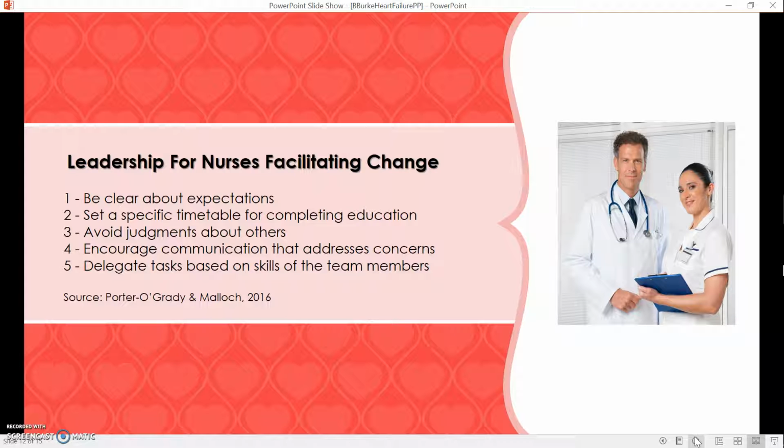Nurses who are facilitating change are called upon to be leaders. Some of the things that nurses must do in order to lead successfully are to be clear about expectations, set a specific timetable for completing education, avoid judgments about others engaged in the change, encourage communication that addresses concerns, and delegate tasks based on skills of the team members.